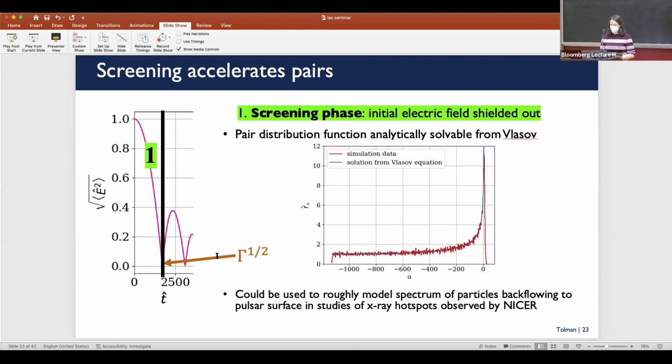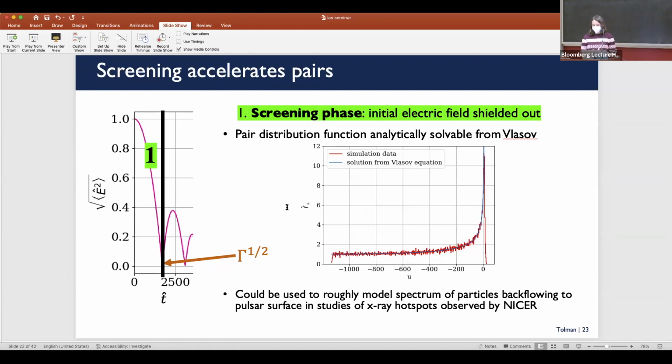All right, so in this process, you're also going to accelerate the pairs that have been added, right? If you take a model for the electric field evolution in this stage, you can use it to solve the Vlasov equation and get a distribution function for the pairs that results from this process. You can see that in the plot in the middle of the page. This is the positron distribution function, with the momentum here, and the distribution function from simulation in red and from analytics in blue. The blue line is a little bit light, but they do agree.